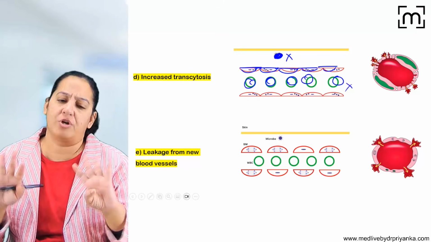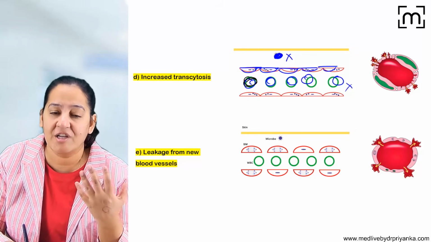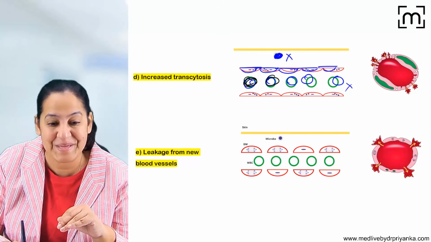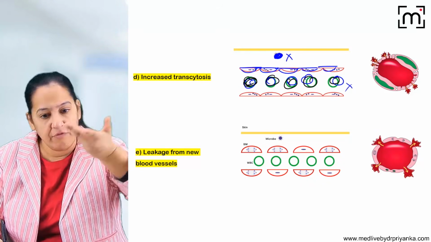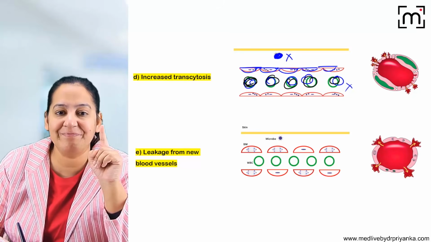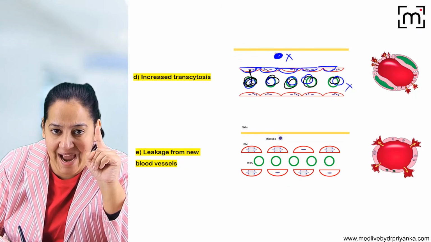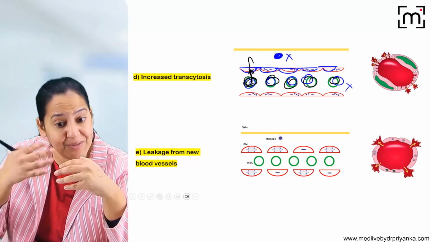I'm saying the gap is not at all created. You say, ma'am, the gap is not created, then how will the WBC go out? The WBC will go out without a gap. Yes. You say, ma'am, how is it possible? How can the WBC go out without a gap? Is it possible? Yes, it's possible. So basically, the WBC will enter inside the endothelium from this side, and from the other side it will come out. So, cell to cell transfer.